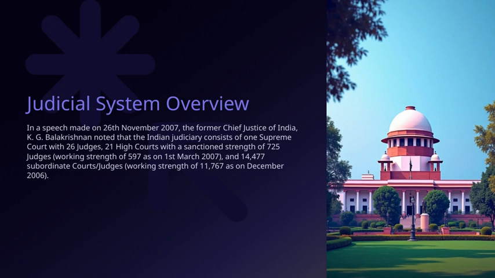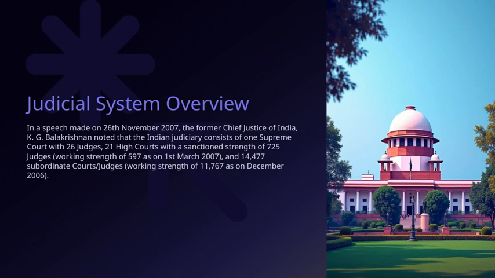Beyond that, there are 21 high courts across different states and territories. These high courts have a sanctioned strength of 725 judges, but as of March 2007, only 597 of those positions were filled and actively working. This shows some gaps between the ideal number and the actual strength, which can impact how efficiently justice is delivered.